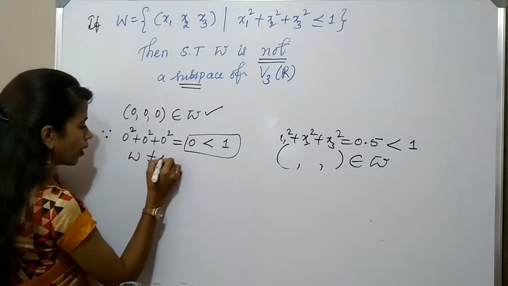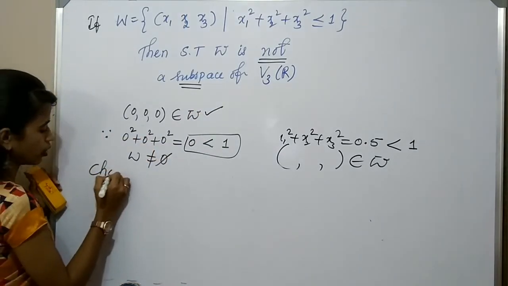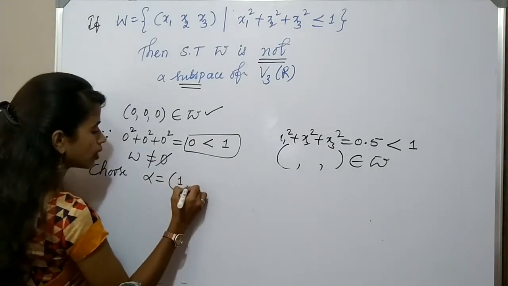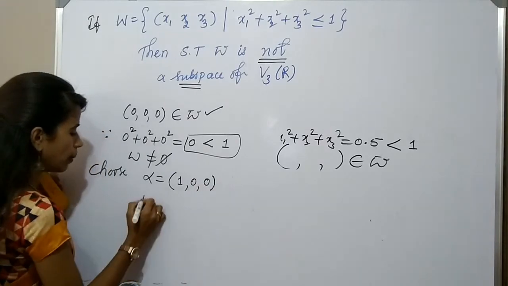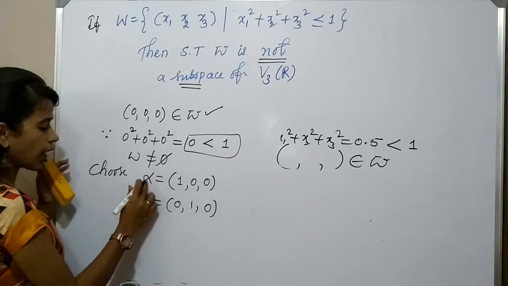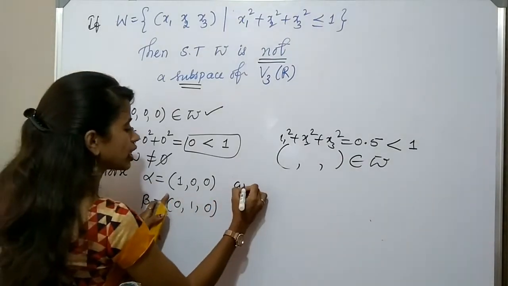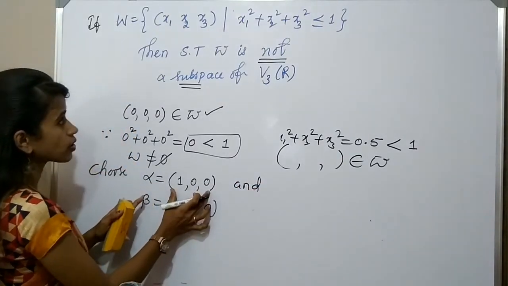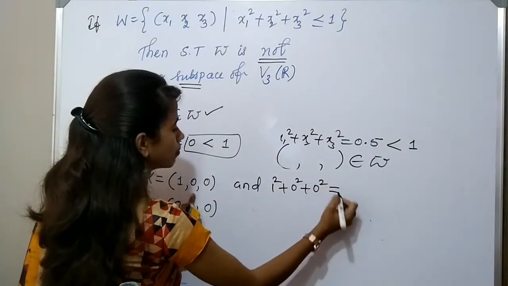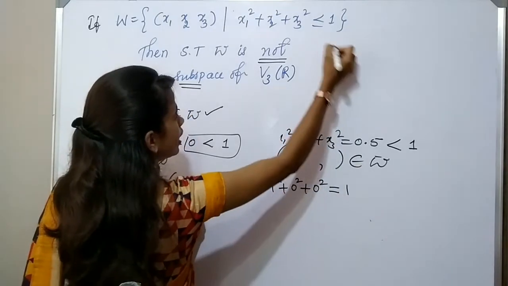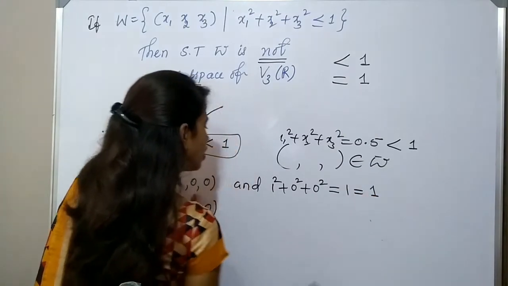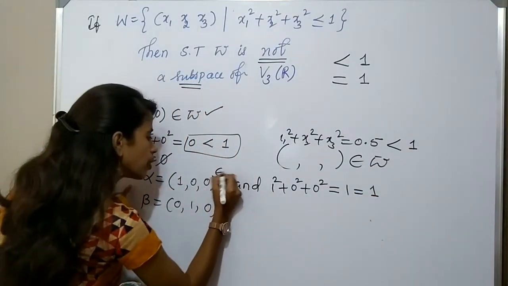Therefore W is non-empty. Now choose two elements, namely alpha equal to (1, 0, 0) and beta equal to (0, 1, 0). Do alpha and beta belong to W? To be in W, what is the condition? It must be a triplet, and the sum of the squares of the first, second, and third coordinates must be less than or equal to 1. What is that sum? 1. It is clearly equal to 1. So alpha belongs to W.